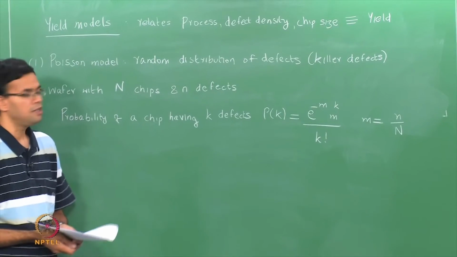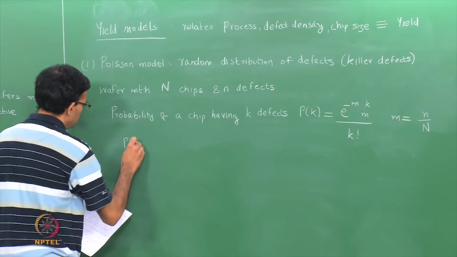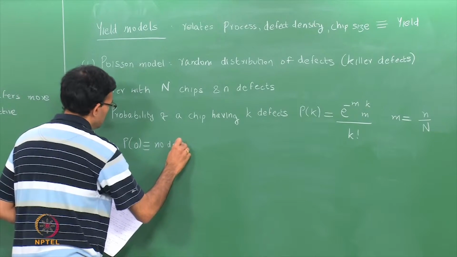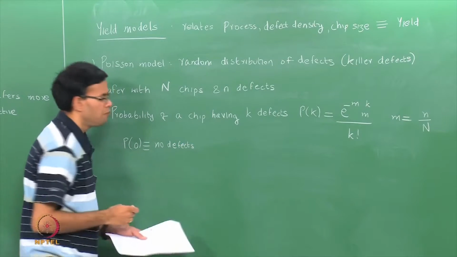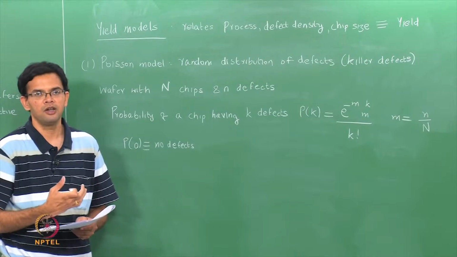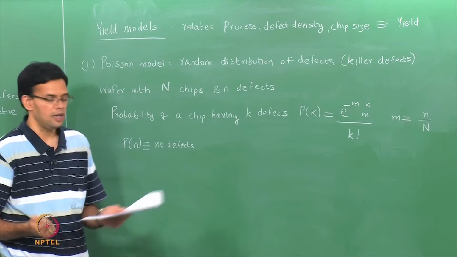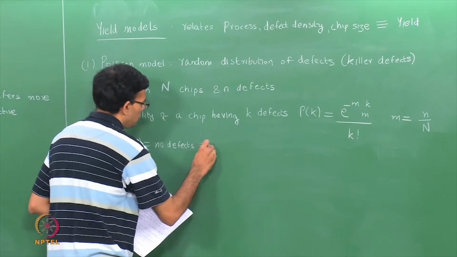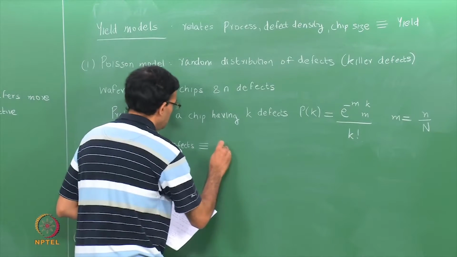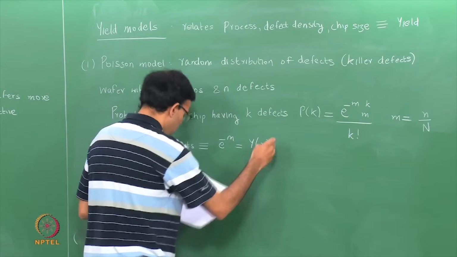So, the probability of a chip with no defect, so P of 0, which is no defects, is nothing but the yield, because we define yield as the number of chips which are good and functioning to the total number of dice or total number of chips, is nothing but e to the minus m. This is the yield of the process.